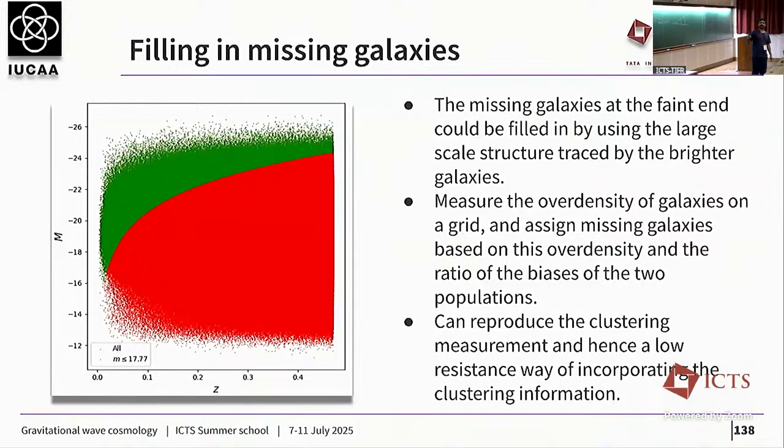And that other way is as follows. What you can do is use the overdensity of galaxies that you see here, the brighter objects that you see here, in order to fill up the galaxies that are there below. Okay?